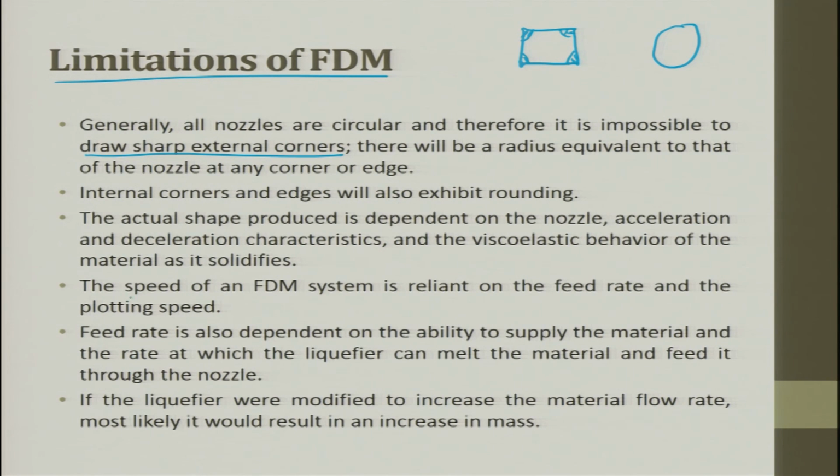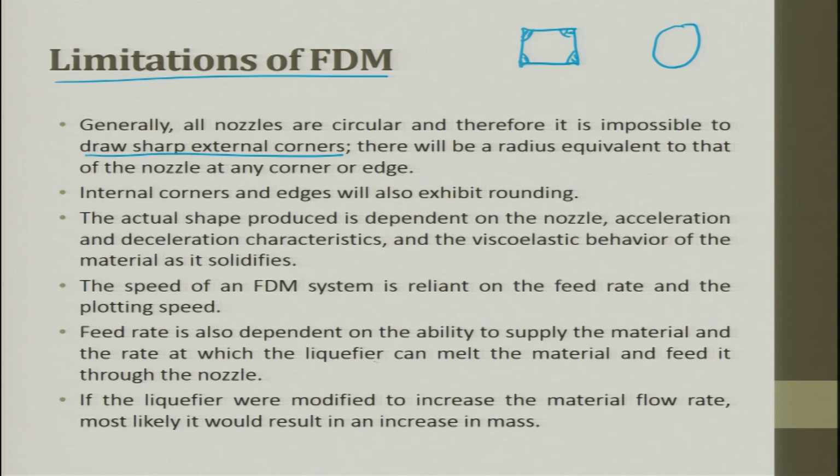as it solidifies. The speed of an FDM system is reliant on the feed rate and the plotting speed. Feed rate is also dependent on the ability to supply material and the rate at which the liquefier can melt the material and feed it through the nozzle. These are all the limitations. If the liquefier were modified to increase the material flow rate, most likely it would result in an increase in the mass flow. So, please make a note of all these things.